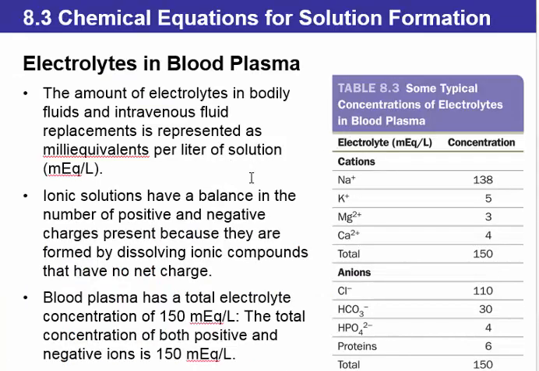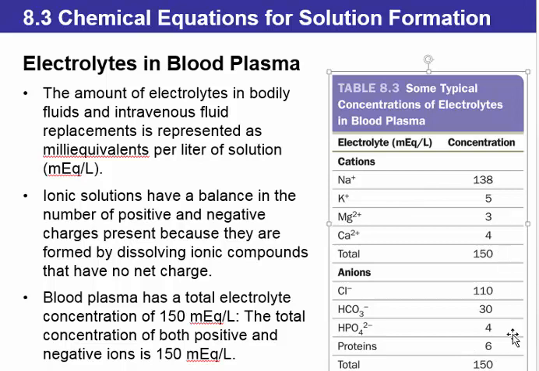Now, in IV solutions, rather than using equivalents, the unit milliequivalent, or 1 × 10⁻³ equivalent per liter, is often used. So looking at typical electrolyte concentration in blood plasma, we see that sodium cation has 138 milliequivalents per liter, potassium 5 milliequivalents per liter, magnesium 3 milliequivalents, calcium 4 milliequivalents, for a total of 150 milliequivalents of cations per liter. That's equal to the milliequivalents of anions per liter.